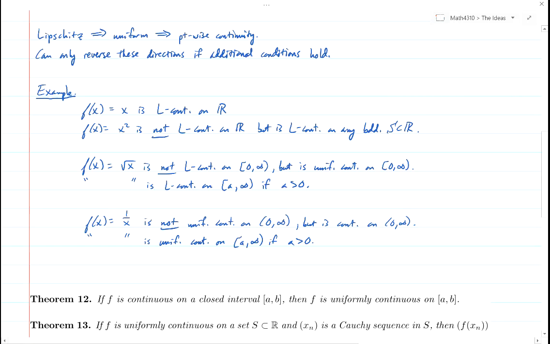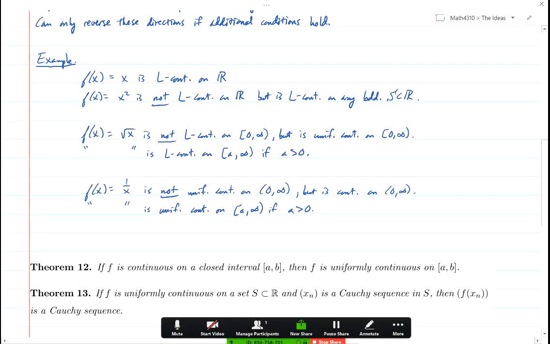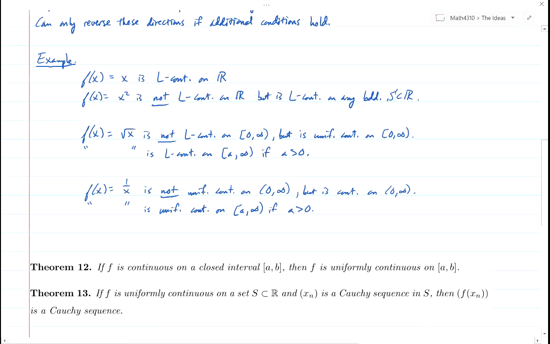It's 2 million. All right, what about f of x equals the square root of x? This is not Lipschitz continuous on 0 to infinity, including 0, but it is uniformly continuous on that set. So why is it not Lipschitz continuous? If you can differentiate it, you can check.